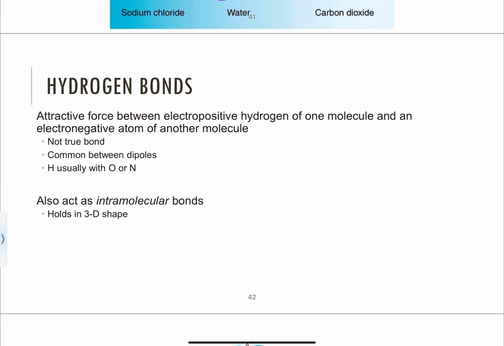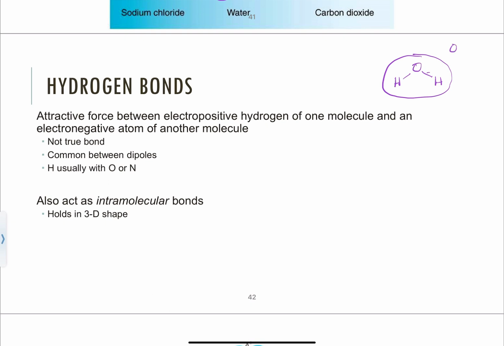Okay, so the third type of bond is a hydrogen bond. Again, these aren't really true bonds that are formed. They're very weak. When we talk about hydrogen bonds, we're not talking about bonds within the same molecule. Like how we talked about oxygen and hydrogen, these are true bonds that make up one water molecule. When we're talking about hydrogen bonds, they're not within one water molecule. They're between multiple molecules of something.